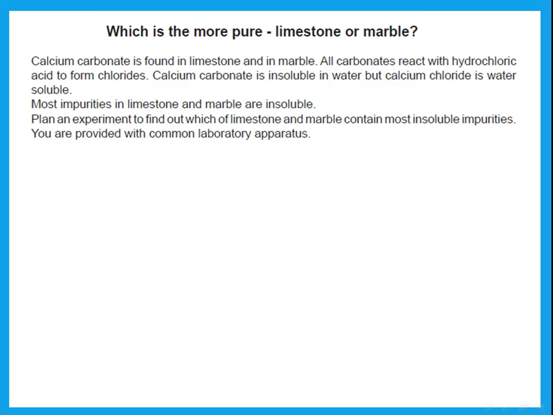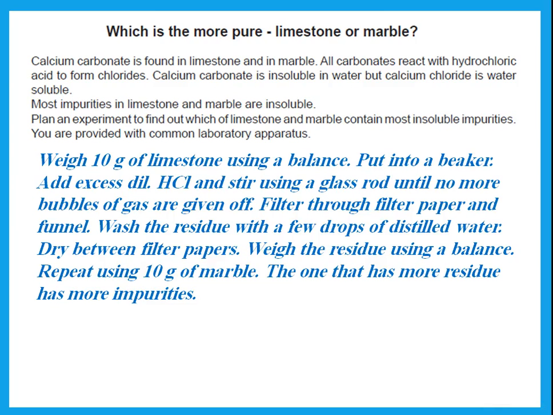Now, the calcium carbonate itself is insoluble, but if I add hydrochloric acid, it will dissolve. He's saying calcium chloride is water soluble. So if I add hydrochloric acid with calcium carbonate, it will dissolve. So the basic method that I would be thinking of is I should add acid to both limestone and marble. The calcium carbonate will dissolve. Any impurities will not dissolve. So I will filter, weigh, and see which one has more impurities. So this is basically what we're doing, but you need to explain it in detail one by one.